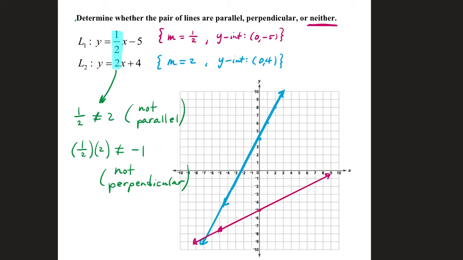Now, mathematically, another way to check for perpendicular is you multiply the slopes of your lines, 1 half times 2. If the product is negative 1, then you have perpendicular lines. If the product is not negative 1, then you don't have perpendicular lines. So this is a case of neither. These two lines are neither parallel nor perpendicular.